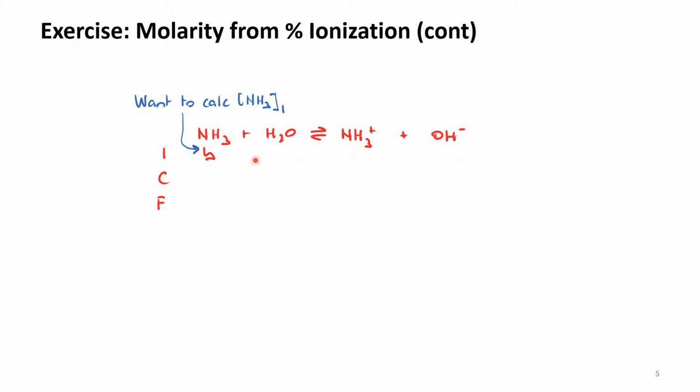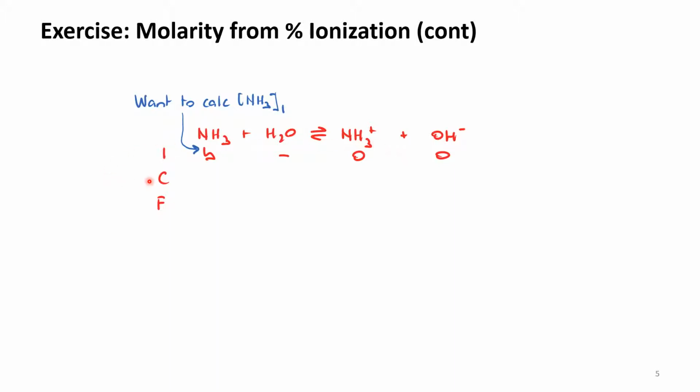Next, we'll write the initial concentration of water, which is, just put a line through it because water is a pure solvent. Next, we'll have the initial concentration of ammonium, which is 0 because we don't start with any ammonium. Similarly, we have a concentration of 0 for the initial concentration of hydroxide.